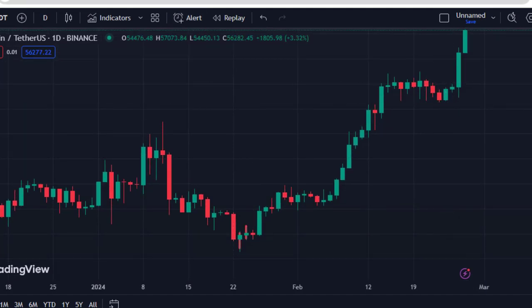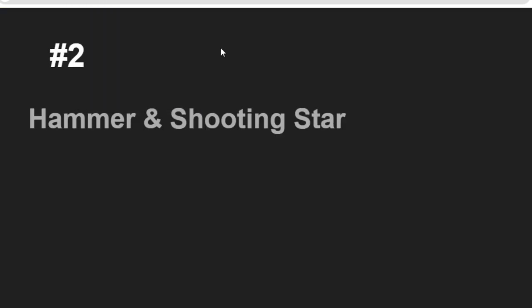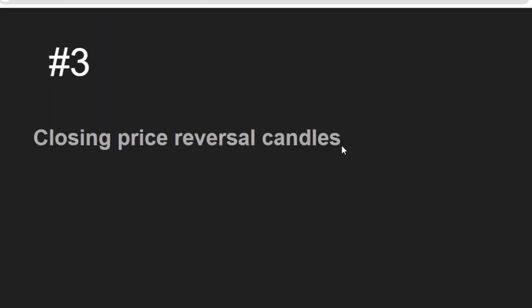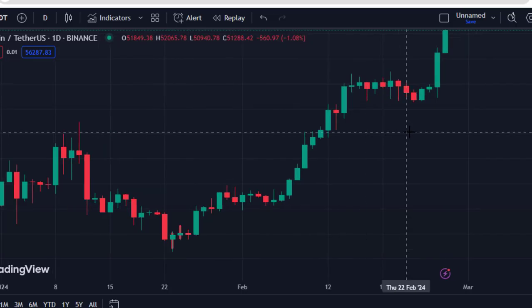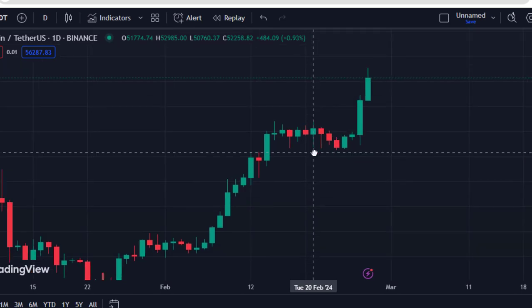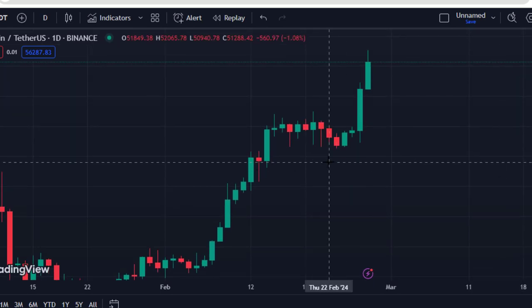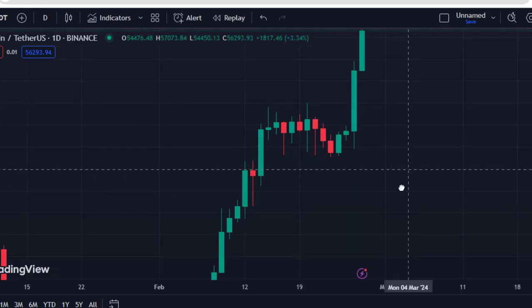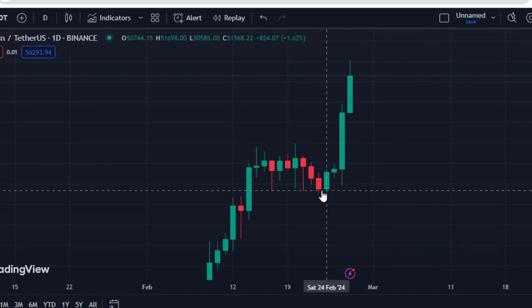The last candlestick pattern you need to pay attention to is closing price reversal candles. So closing price reversal candles can be a bullish closing price reversal candle or a bearish closing price reversal candle. So right here on the chart, before this very move we are seeing right now on Bitcoin to the upside, we see a bullish closing price reversal candle at this very point.